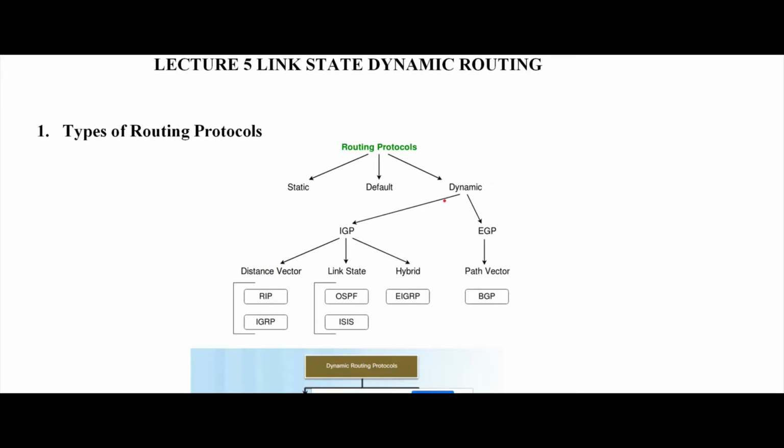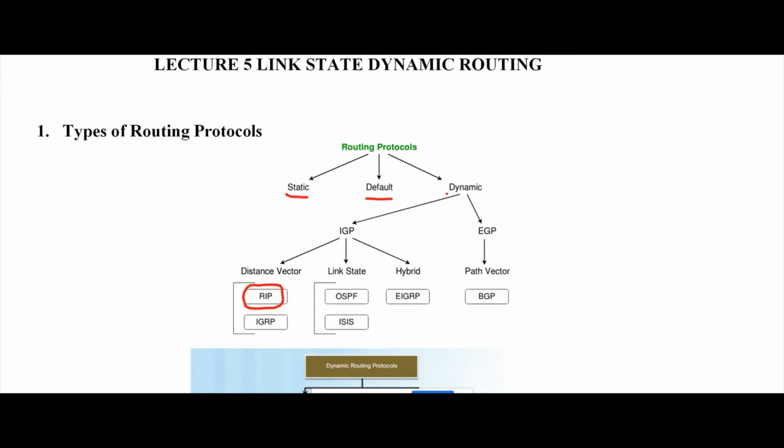Then we discussed the RIP protocol. So these are the three things we discussed in the last lecture. If you see routing protocols, we have three different types of routing. The first one is static routing, which we have already completed. Then default routing, which we also completed in the last class.